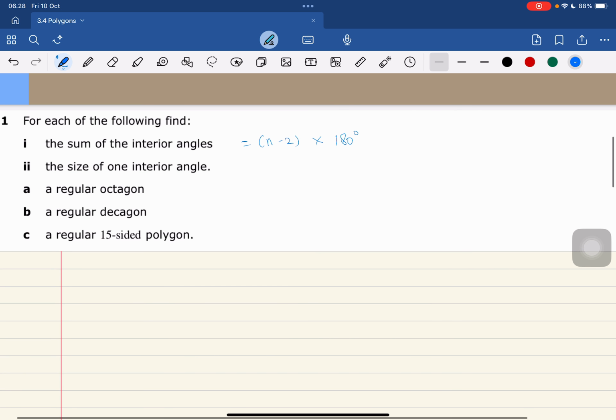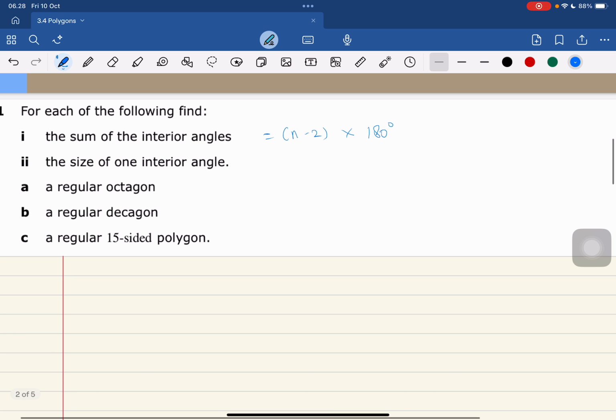And then if you would like to find the size of one interior angle, you just write the sum of interior angles and divide it by how many angles there are. So let's find it out for a regular octagon. We need to know how many sides an octagon has. An octagon has 8 sides.